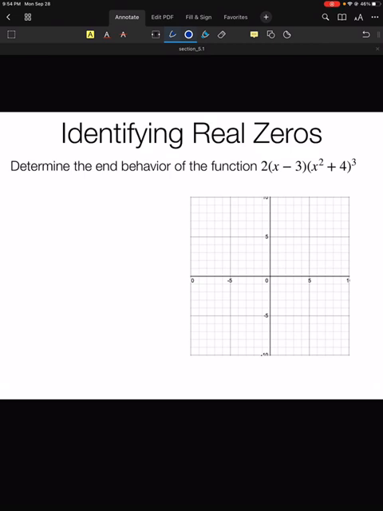So we always want polynomials in standard form, which is ax to the n plus bx to the n minus 1, and so on and so forth. Okay? And so we need to do a little bit of work here to determine the leading term.